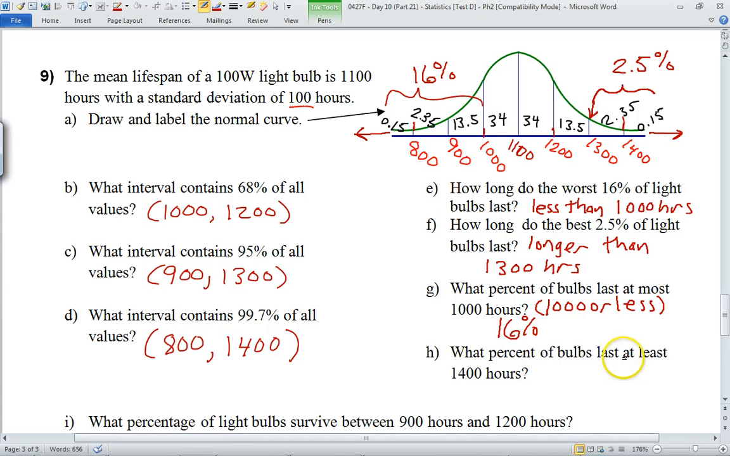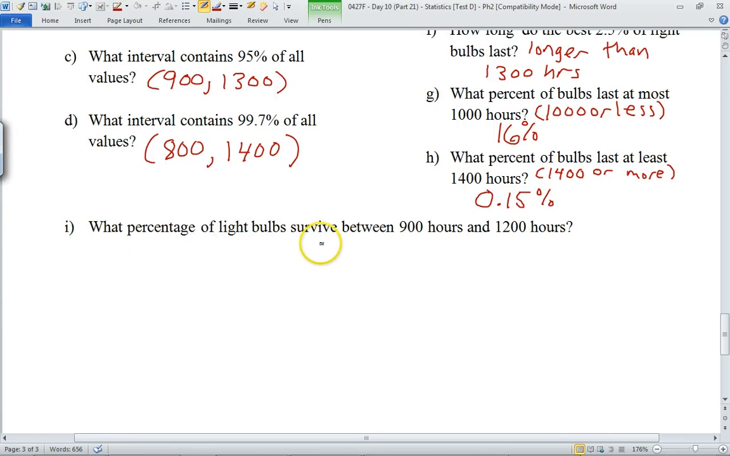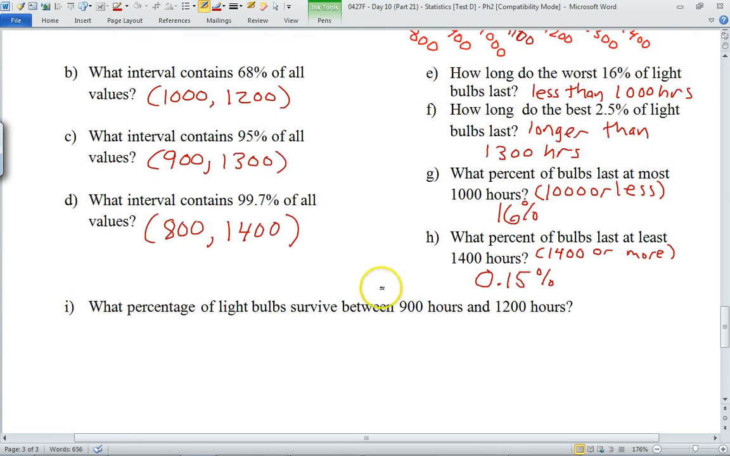What percent of bulbs last at least 1,400 hours? Please understand, at least 1,400 means 1,400 or more. That's what it means when you say at least. So we have to start with 1,400 and go more. How many zones is that? That's just the one zone, the little zone. What percentage was that? 0.15%. At least 1,400 hours.